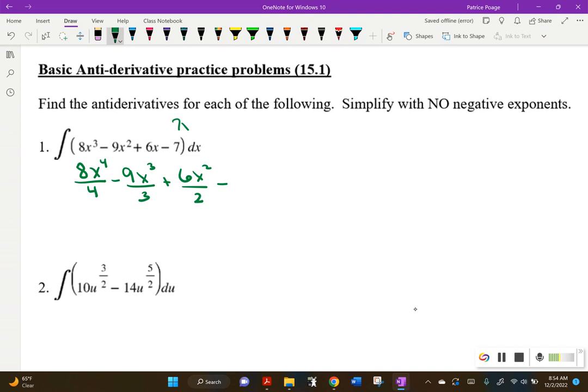And if it's just 7, it's understood to be like 7x to the 0, where x to the 0 just equals 1. So that would become 7x to the 1 plus c. So then cleaning this up a little bit, 8 divided by 4 is 2x to the 4th minus 3x cubed plus 3x squared minus 7x plus c.